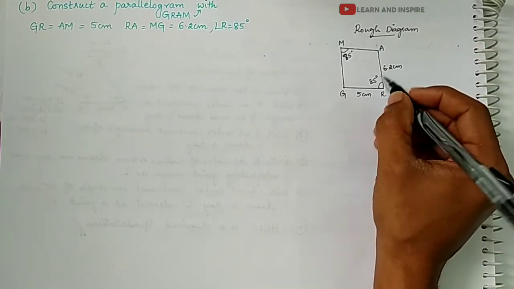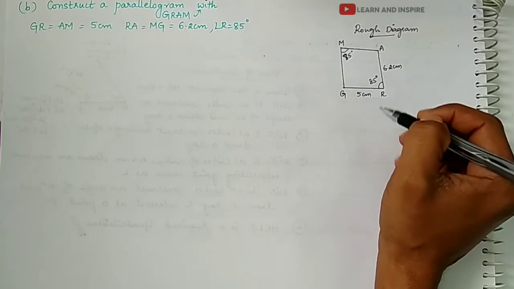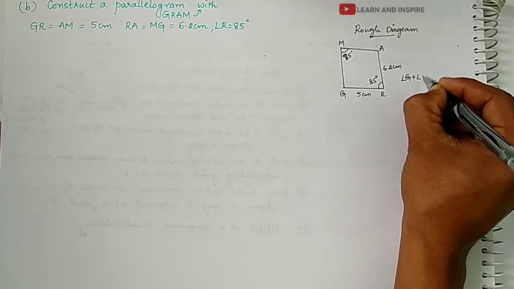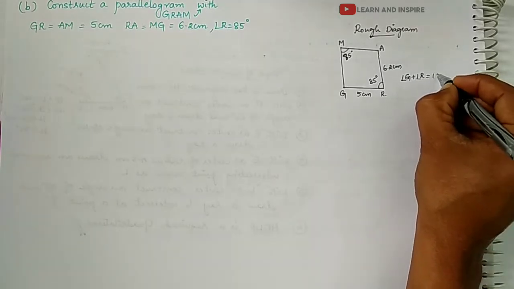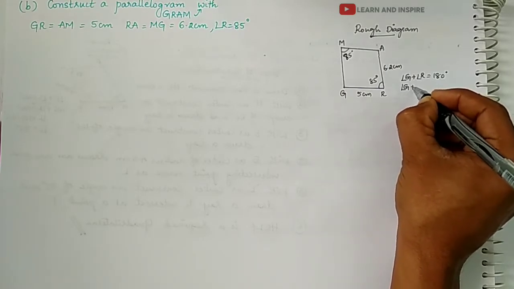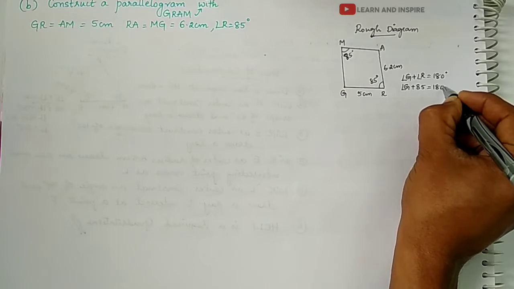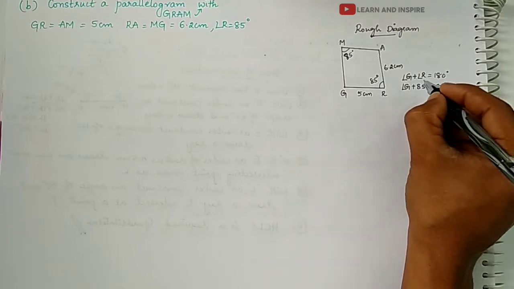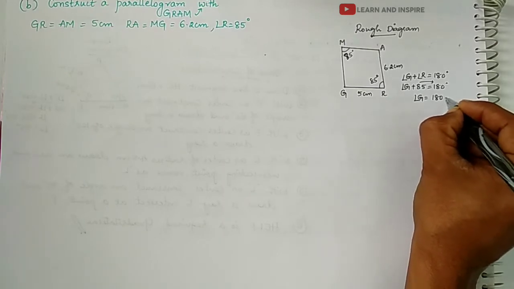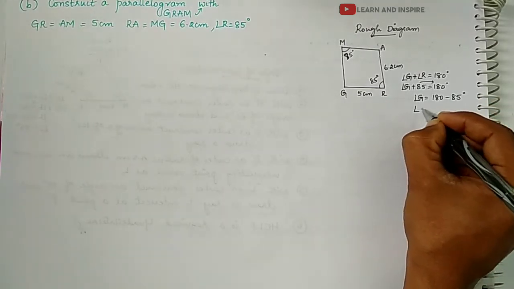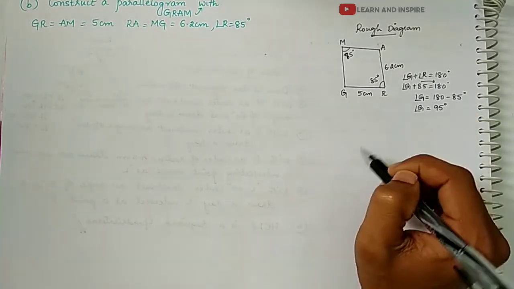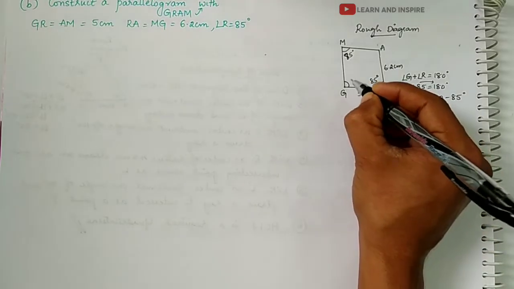As we all know, in a parallelogram, the two adjacent angles sum is equal to 180 degrees. Angle G plus angle R equals 180 degrees. And what is angle R? 85. Angle G plus 85 equals 180. Now transpose 85 to the right side. Then we get angle G equals 180 minus 85. Angle G equals 95 degrees. 180 minus 85 is 95. So angle G equals 95.